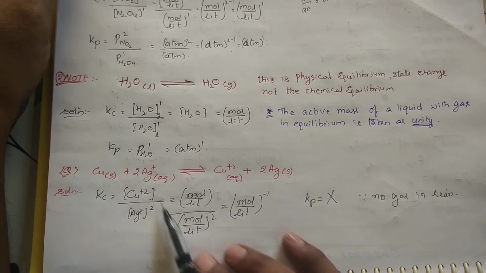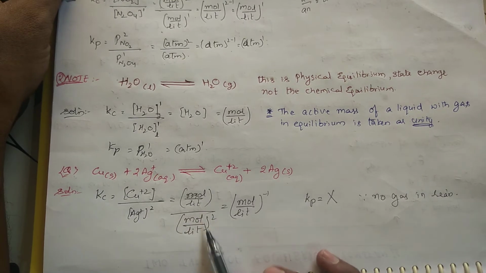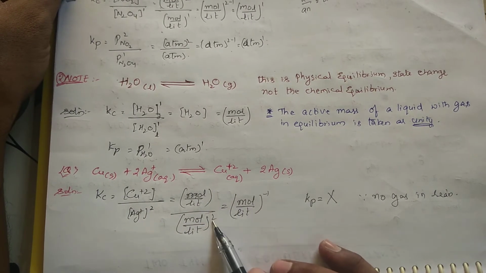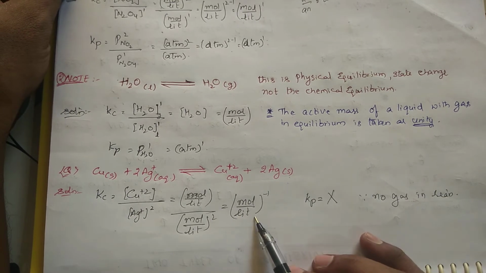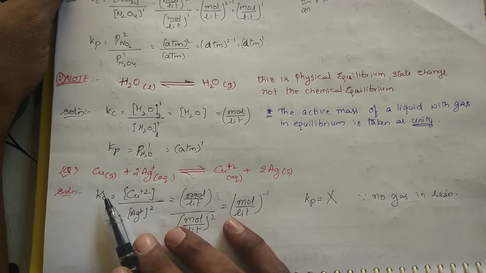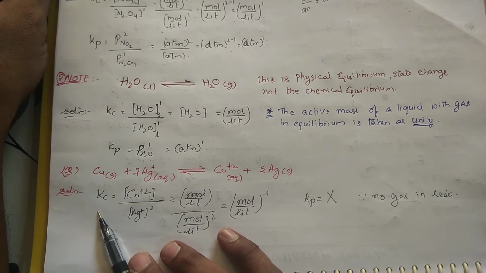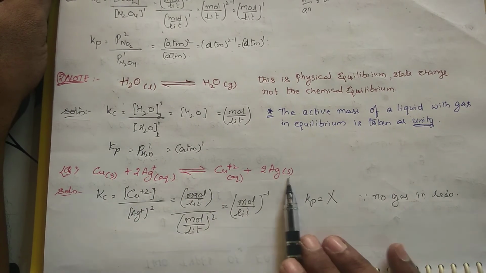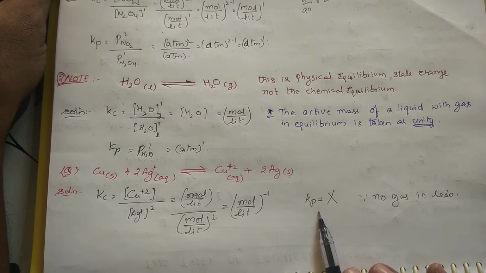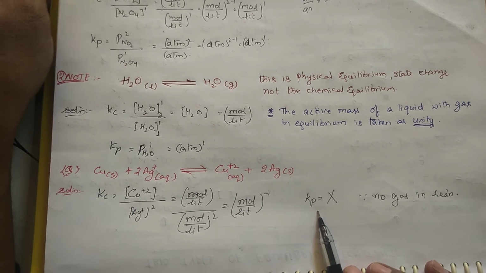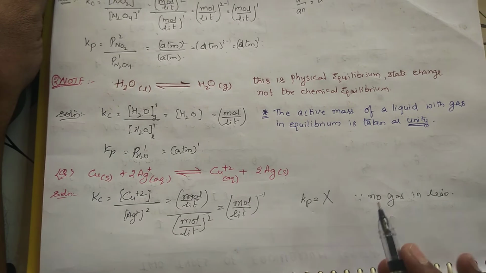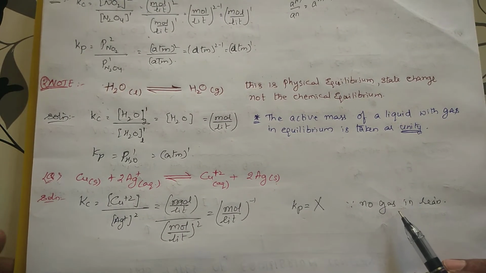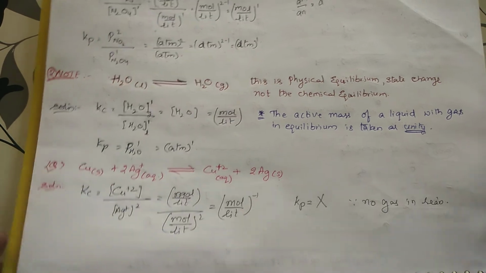So what is happening now? Concentration is moles per liter, this is square. So this is 1. If it goes to the top side, this one will become minus 2. So on the whole it will become moles per liter minus 1. This is with respect to Kc. If you go for Kp, there is no gas at all here. Kp can be represented only for the gaseous compounds. In this reaction there is no gas, so this reaction is not applicable for writing Kp.